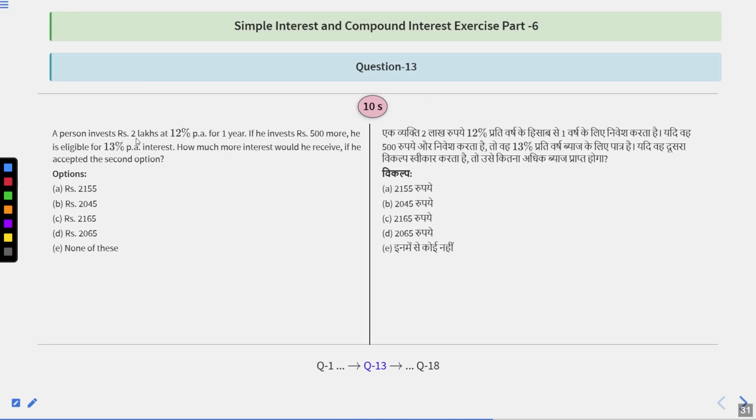A person invests rupees 2 lakh at 12% per annum for 1 year. If he invests rupees 500 more, he is eligible for 13% per annum interest. How much more interest would he receive if he accepts the second option? You have 5 options and 10 seconds to analyze the question. Your time starts now.